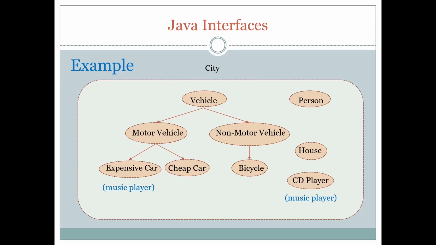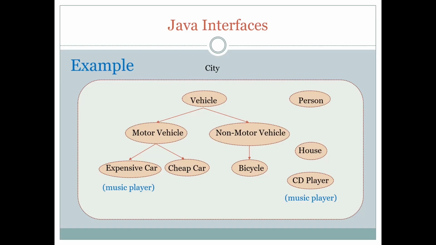We're going to have a bunch of vehicles. Now, we can have motor vehicles. We'll have a couple of different cars, an expensive car and a cheap car, and we'll have a bicycle. Now, you can see underneath the expensive car and the CD player, I have in blue some text that says that those are going to be music players. In other words, the expensive car, well, it's so expensive, it has a radio. So there's something that will play music.